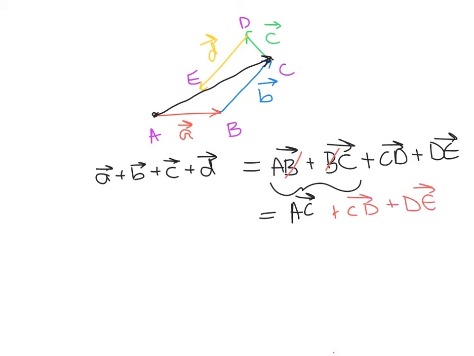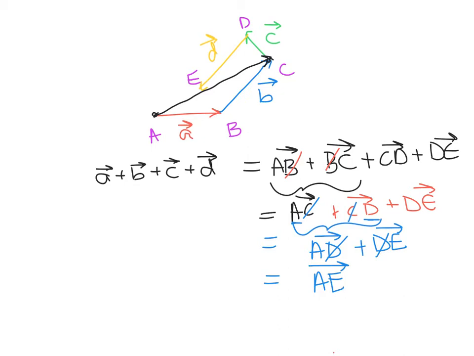Now if I wanted to continue, I could consolidate these next two vectors here. I have these two capital C's on the inside, so AC plus CD is just the vector AD, plus DE. And then again, when I add these two, I have two capital D's on the inside, so AD plus DE is just vector AE. Now eventually, many of you are going to be able to go right from this first line to the last line.